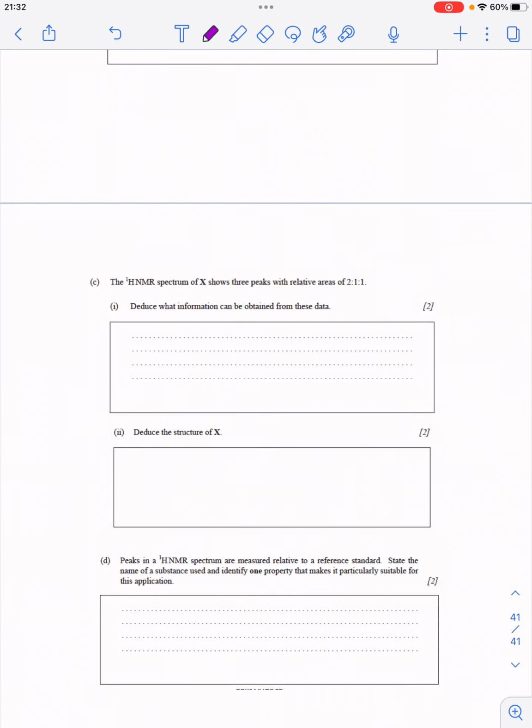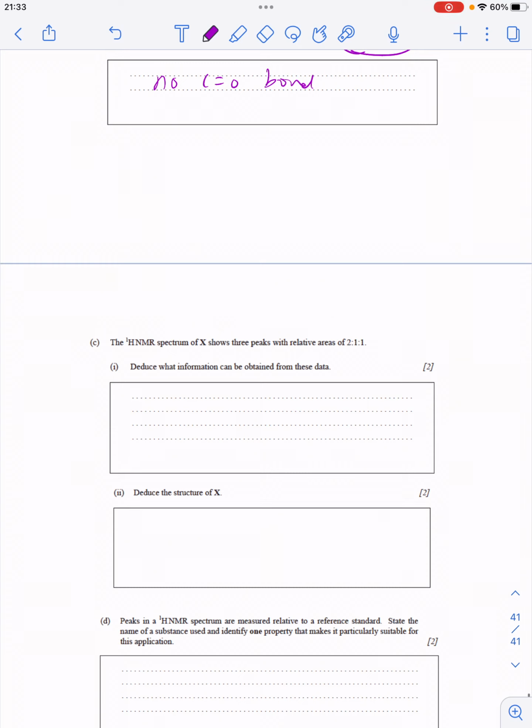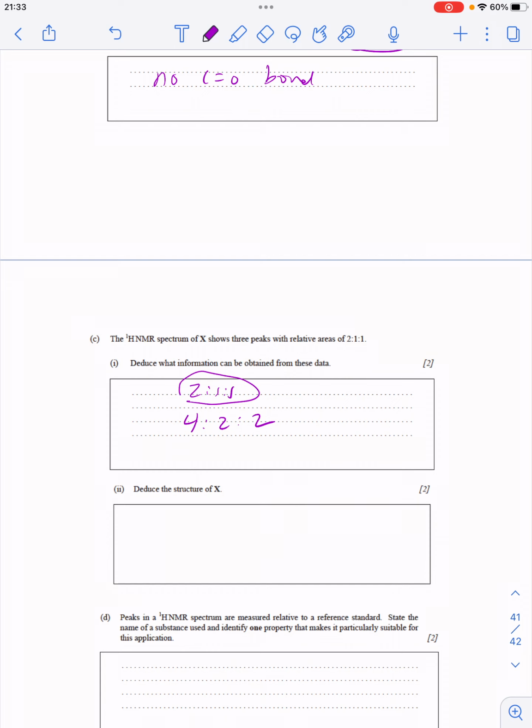H NMR shows 3 peaks, relative area 2:1:1, deduce what can be obtained from this data. So that tells us, if we look back up, the molecular formula was C4H8. So there's actually 8 hydrogens, and because the ratio is 2 to 1 to 1, that means it's actually 4 to 2 to 2. That's the number of hydrogens in the different environments. But this is just asking, do you know what that means? That's the ratio of hydrogens.